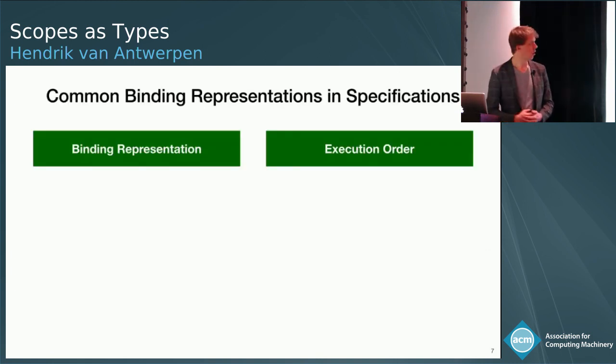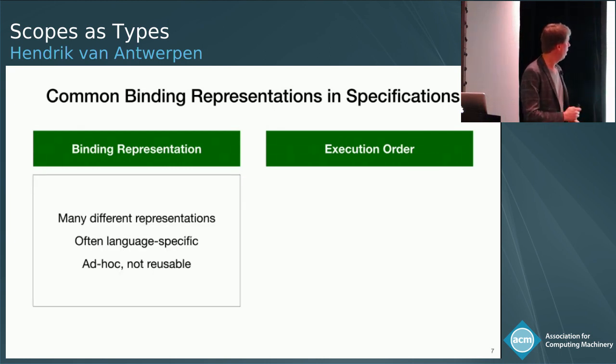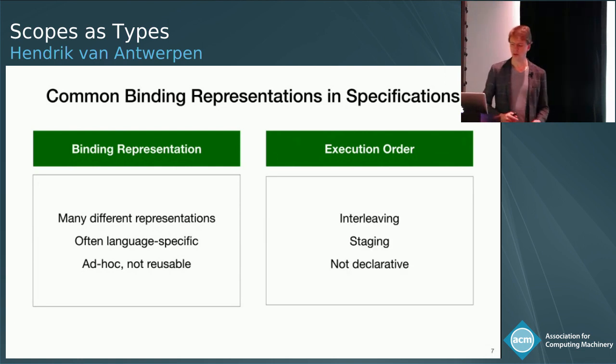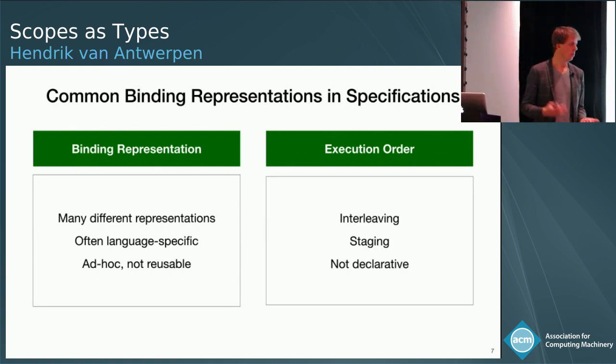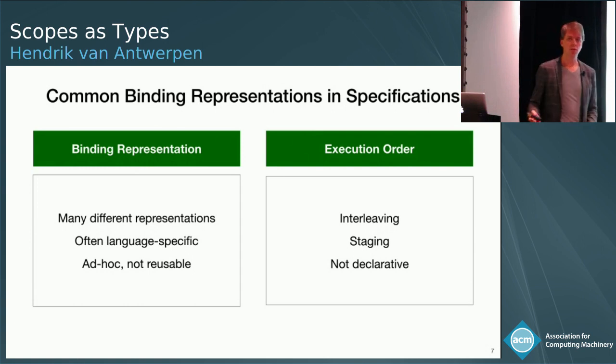So what have we seen so far with respect to these two topics when it comes to common binding representations? Well, there are many different representations, and they are completely or partially language specific, and they're ad hoc, so it's hard to reuse them between different language specifications, for example. And if we look at these execution order concerns, then we see that if we want to execute something as a type checker, we need to be concerned with interleaving, with staging, and all these things. Once they show up in our typing rules, they make the rules less declarative.